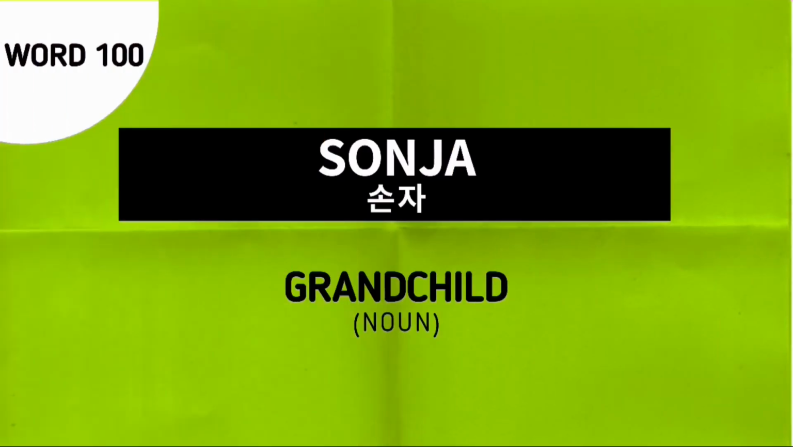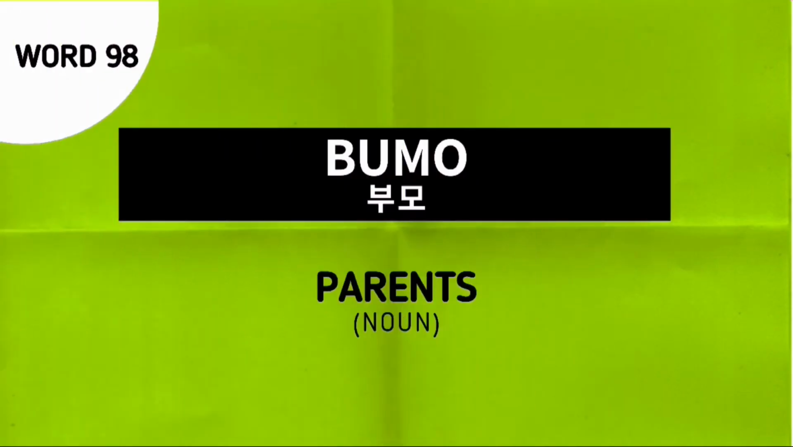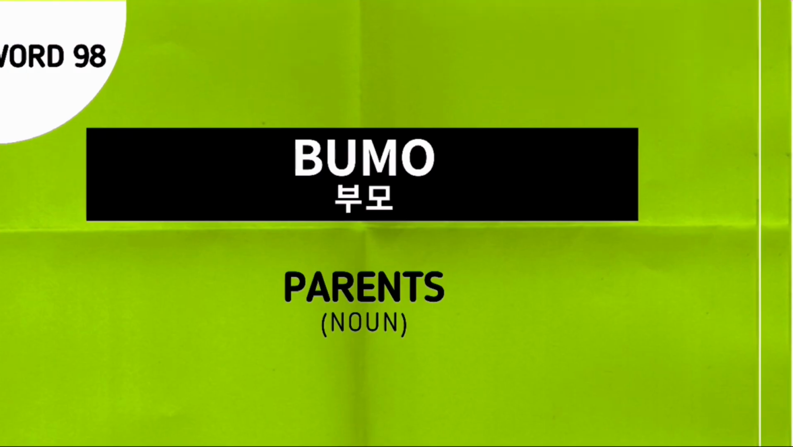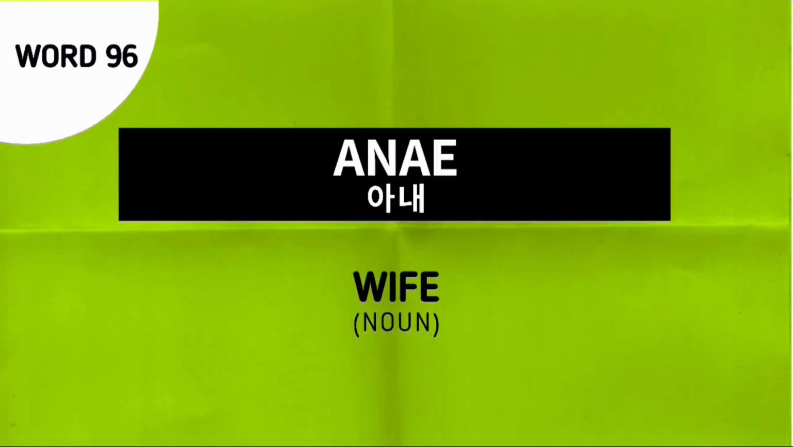Word number 100 is soncha, and this is the Korean noun for grandchild. Word number 99 is adol, and this is the Korean noun for son. Word number 98 is pumo, and this is the Korean noun for parents. Word number 97 is tal, and this is the Korean noun for daughter. And the last for our review is word number 96, ane, and this is the Korean noun for wife.